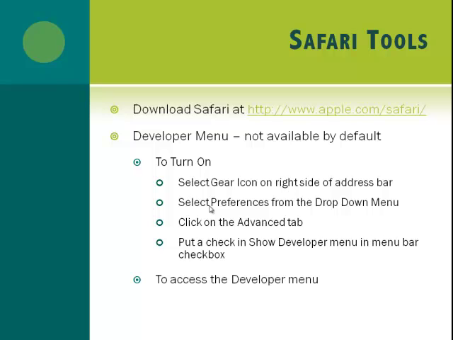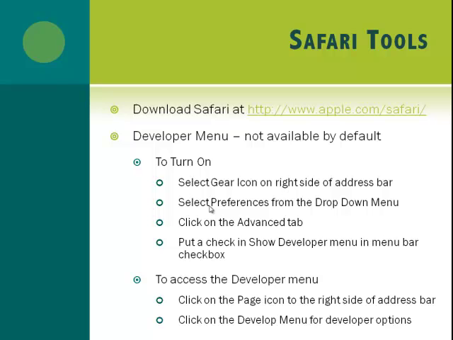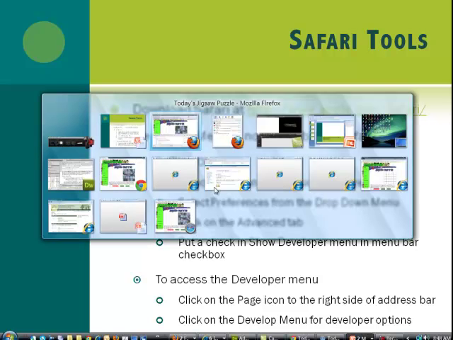Then to access the developer menu, right to the left of that little gear icon is a page icon, also opening another drop-down box, and click on the developer menu for the developer options. So let's take a look at Safari here. Chrome, and of course it's the last one I have open. There's Safari.